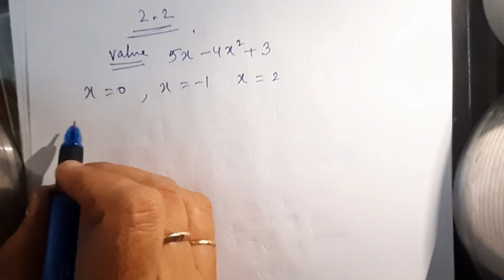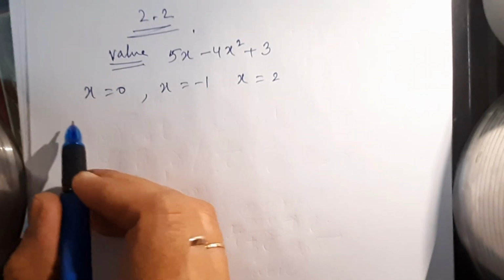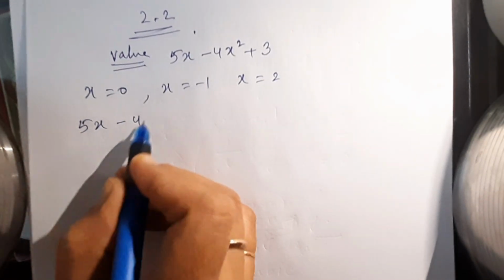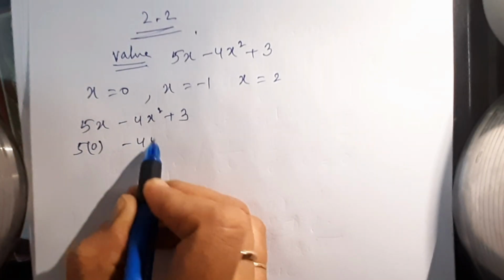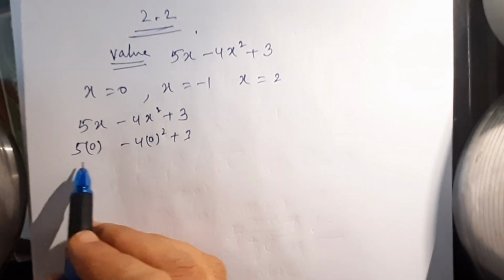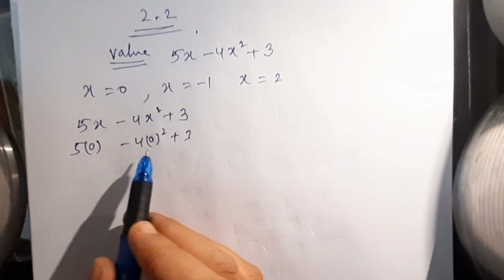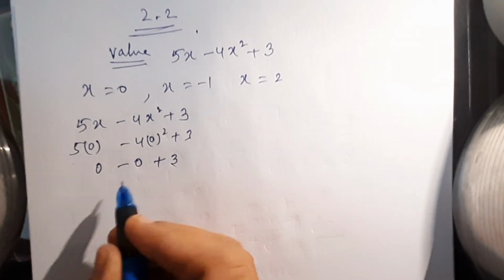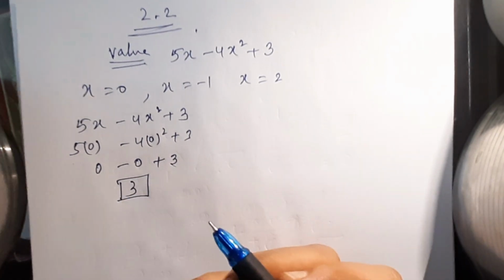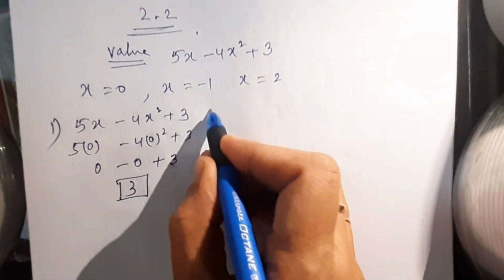So first I'm using x as 0. When we replace x with 0, the whole term will become 0. When we multiply any term with 0, the whole term will be 0. So the first 2 terms became 0, so the value is 3. Now the net value of the polynomial is 3. So this is our first question.